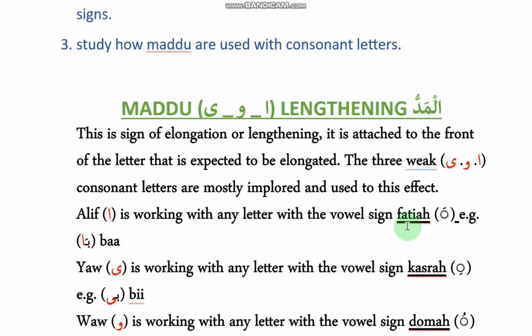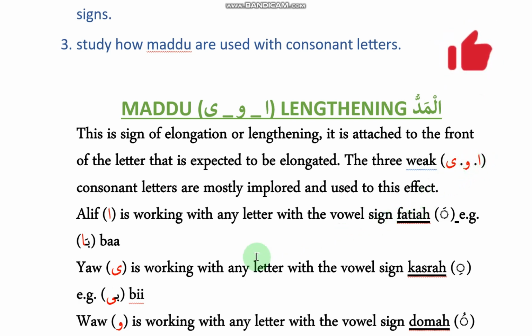Let's come back to the weak letters. Why do we call alif, waw, and yaw weak letters? The reason is that they are the letters that are used to strengthen, to lengthen, to elongate other letters, because they are being dragged. That's the reason why we call them the three weak letters. Sometimes they stand on their own as consonants, as part of the 28 letters, and sometimes they are used as a sign or as a letter of elongation.